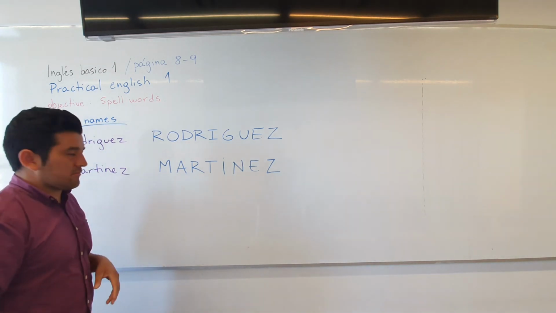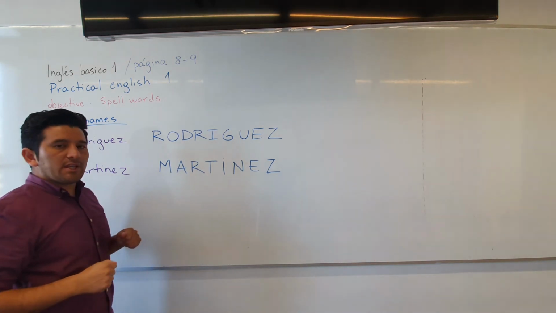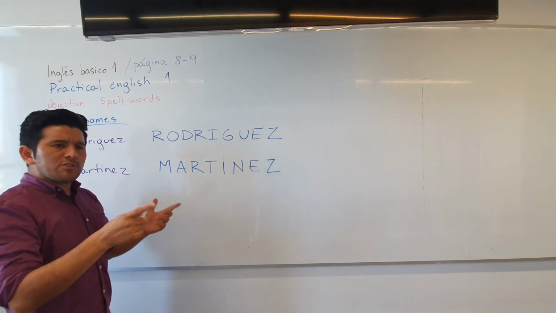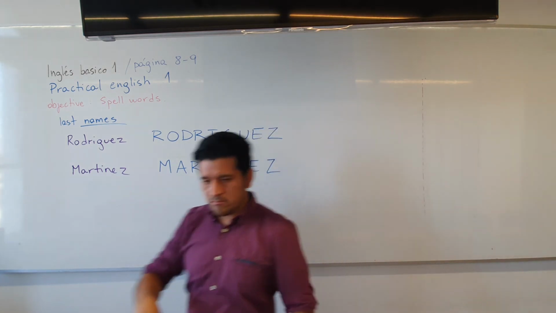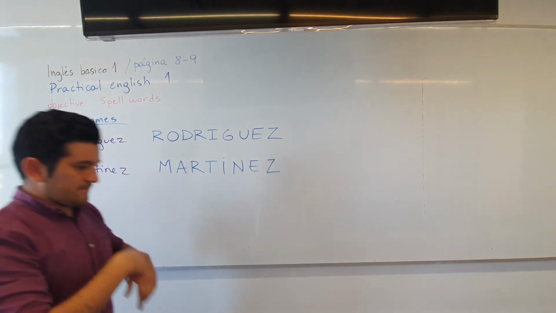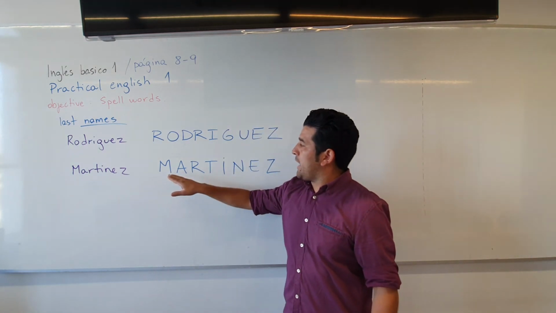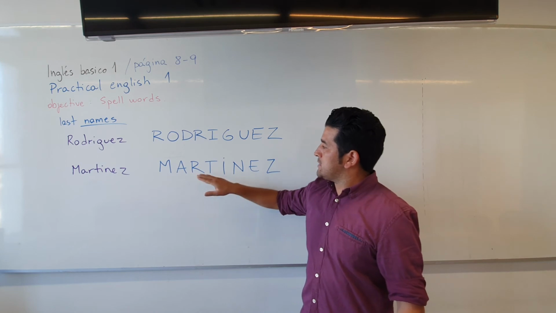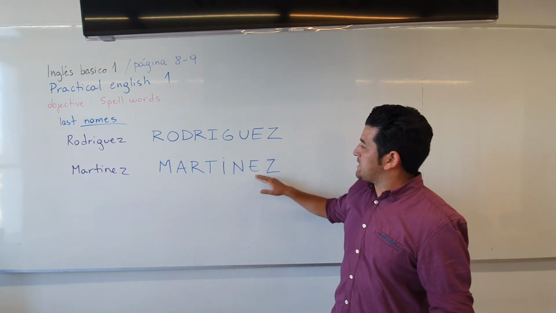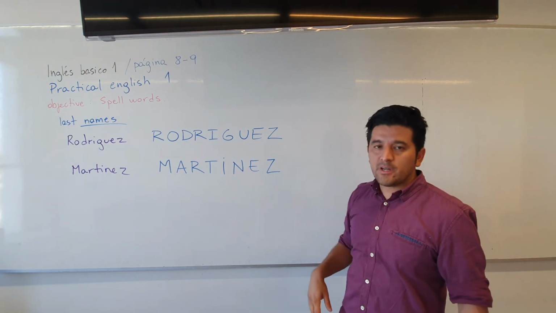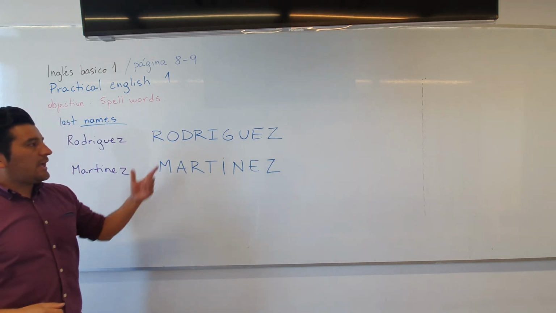Okay, very good, yeah? Good job. Now we're going to check the spelling of this last name, Martinez. Okay, what's your last name? My last name is Martinez. How do you spell it? It's M-A-R-T-I-N-E-Z. Okay, Martinez. So, and that's the way in which you spell last names.